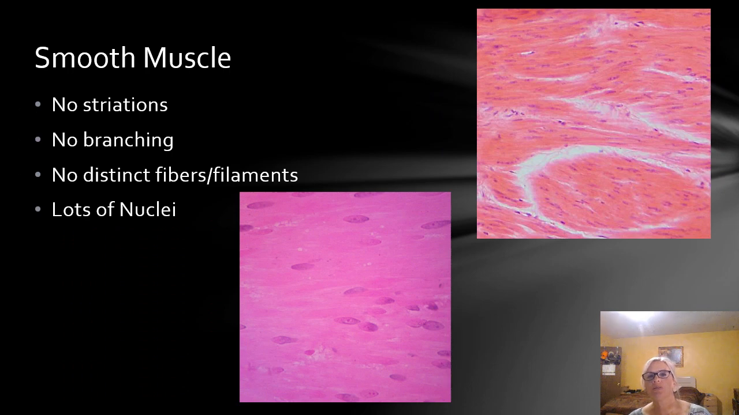So smooth muscle is not technically striated. Even though the top right-hand picture has somewhat of a stripy look, it is not an alternating dark and light, dark light, dark light. Okay, you may have some white in there, but it's not every other fiber. It does not branch. There are no distinct fibers and filaments, and you have lots of nuclei.